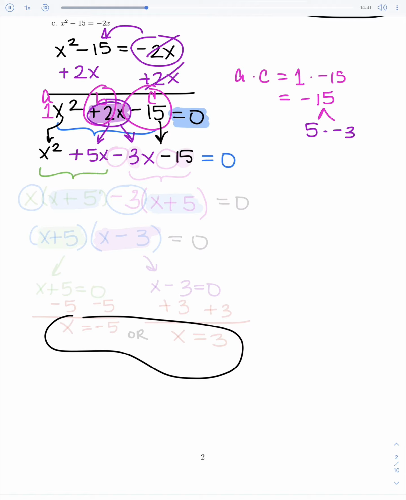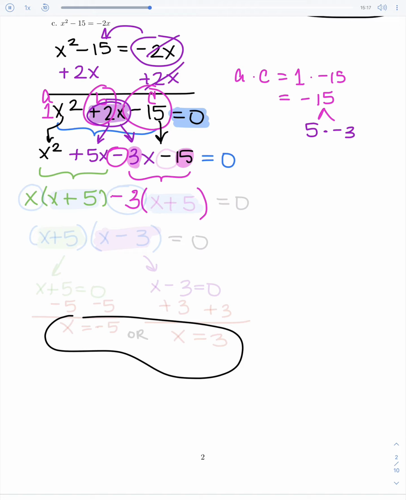Now we can do our grouping. What do the first two have in common? Well, they both have an x. So let's pull out an x from each piece, and that will leave me with leftovers of x plus 5. Now the second two, we have a 3x and a negative 15. Well, also notice the first term is negative, so I'm actually going to factor out a negative. And what do they both have in common? Well, they have a 3 and a 15, so they're both divisible by 3. So let's factor out the negative 3.